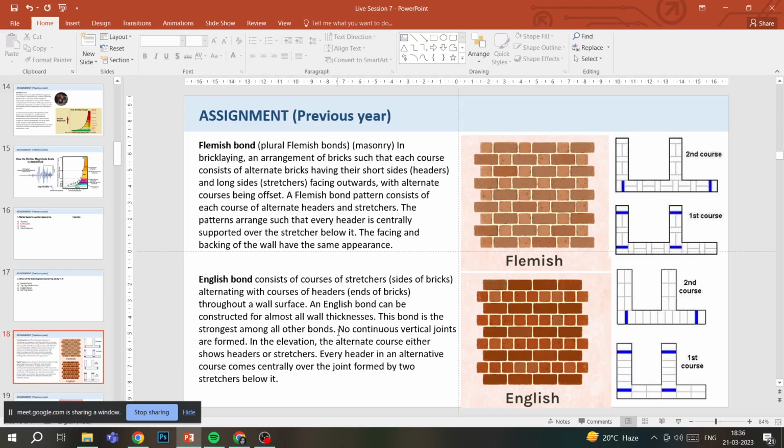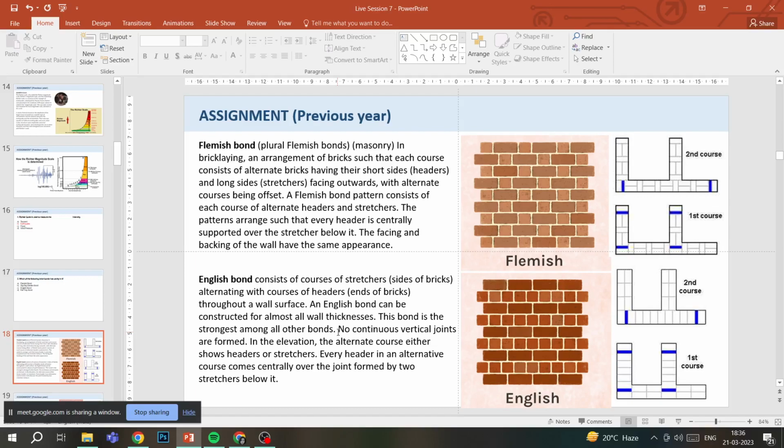A Flemish bond pattern consists of each course of alternate headers and stretchers. The pattern is arranged such that every header is centrally supported over the stretcher below it, and the facing and backing of the wall have the same appearance. So what happens in Flemish bond is alternate headers and stretchers are kept. So there would be one stretcher, then one header, one stretcher, one header, one stretcher. This alternate band is made in one layer and then the same thing is repeated.